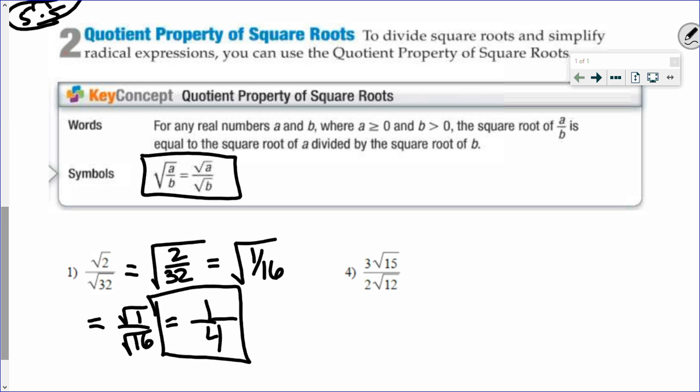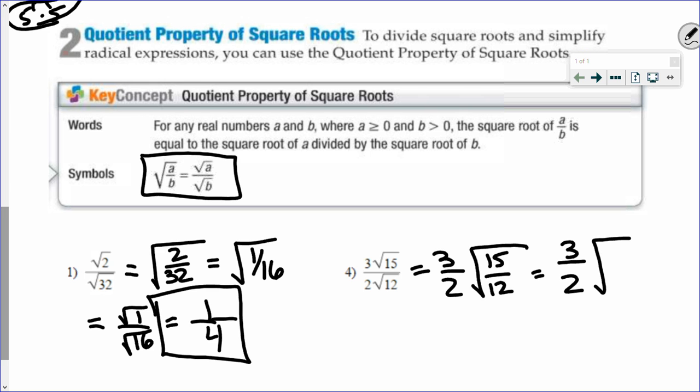So on this next problem, problem 4, slightly different. We've got a couple numbers out in front of our radicals. For right now, let's just leave those there, 3 over 2. And then let's try to use the quotient property again. Well, we've got 15 over 12. Can we reduce the 15 over 12? We should be able to. I see that 3 goes into both of those. And so if we reduced both 15 and 12 by 3, we would have what?